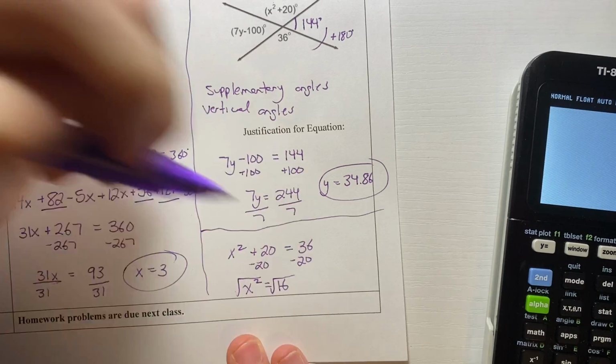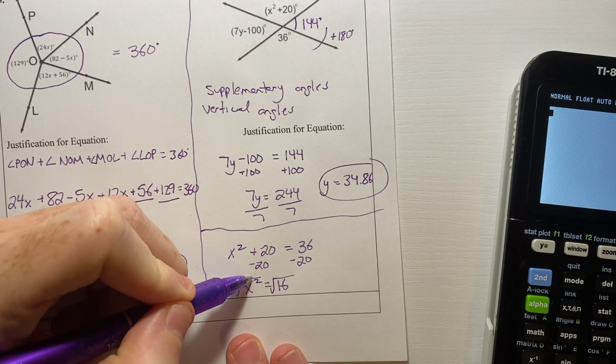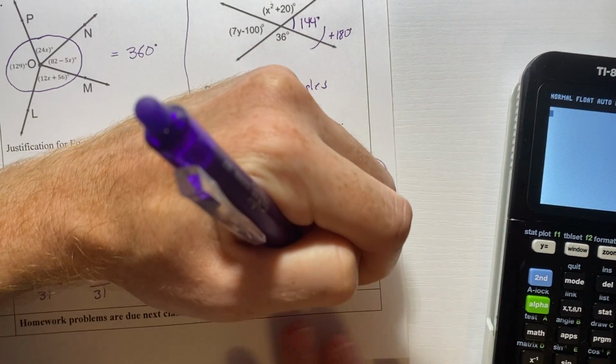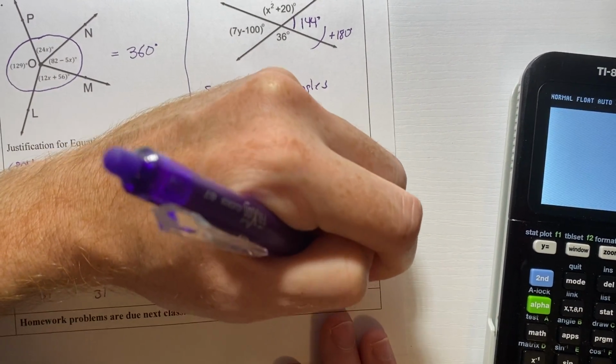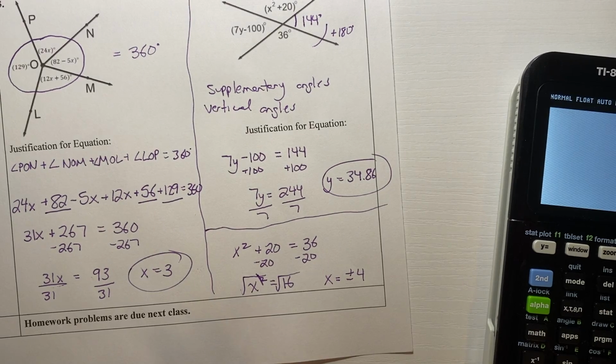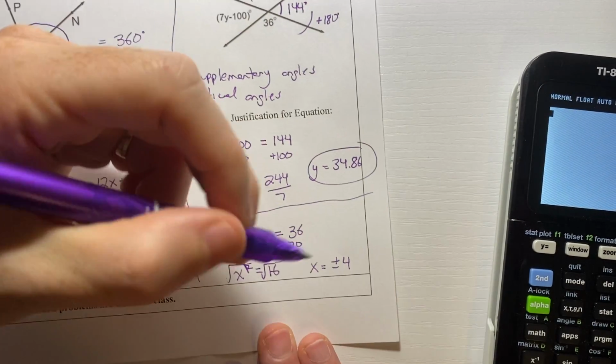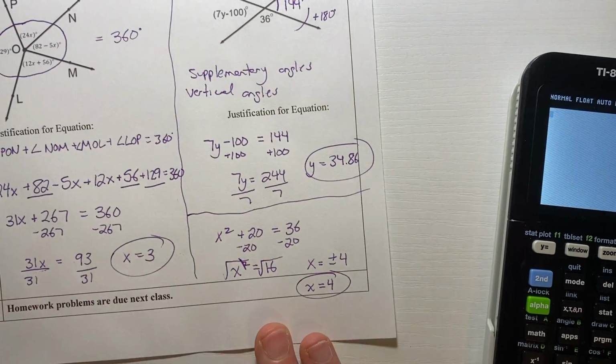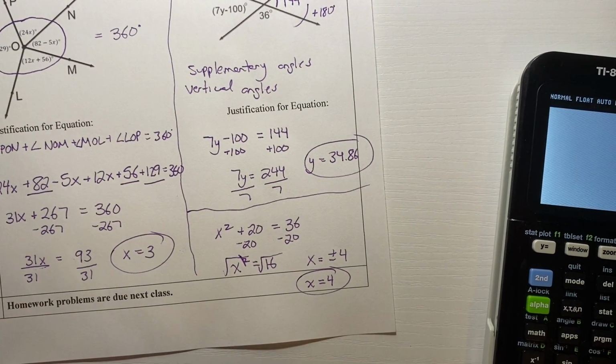So in order to get x by itself, in order to get rid of a squared, we do the inverse, which is square root. That'll cancel that guy out. We know the square root of 16 is plus or minus 4, and then that's going to be my answer. Usually in geometry, we take just the positive values here because we usually talk about distance. So x in this case equals 4.